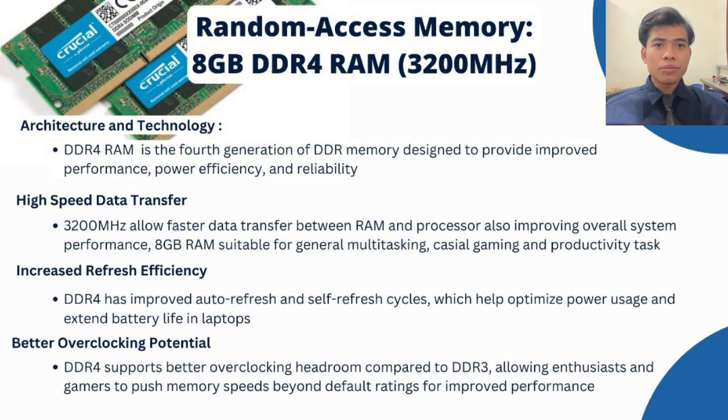Now we talk about data transfer speed. The 3200 MHz clock frequency allows faster data transfer between RAM and processor, so it improves overall performance. 8GB RAM is suitable for general multitasking, casual gaming, and productivity tasks.